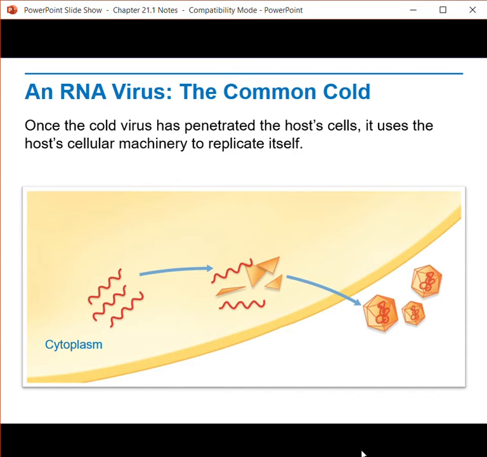An RNA virus, the common cold. Once the cold virus has penetrated the host cells, it uses the host cellular machinery to replicate itself. So it uses what the host has to replicate. About 70% of viruses contain RNA rather than DNA. In humans, RNA viruses cause a wide range of infections, from relatively mild colds to influenza or the flu, and also AIDS. Certain kinds of cancer also begin with an infection by viral RNA.